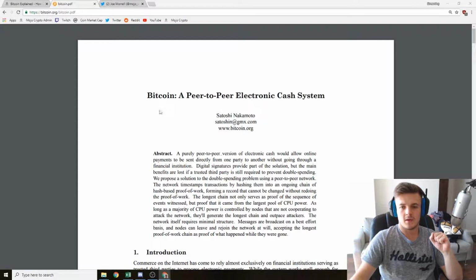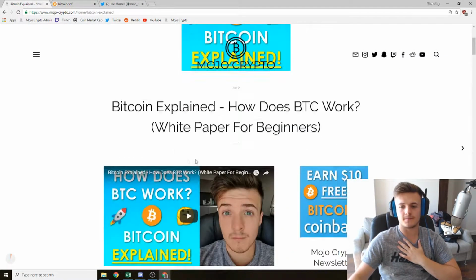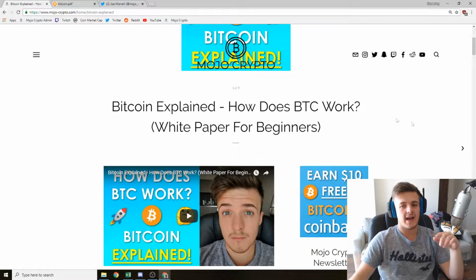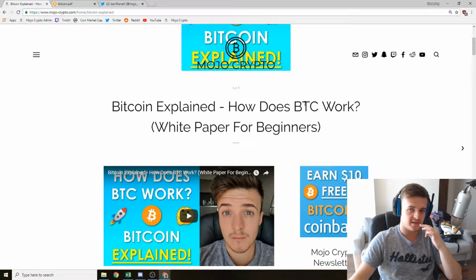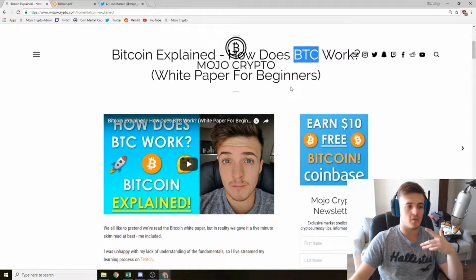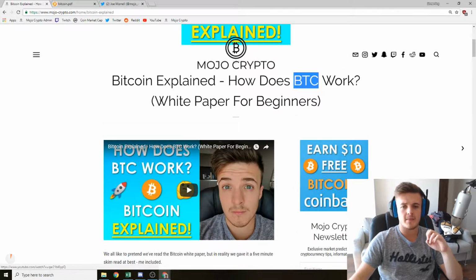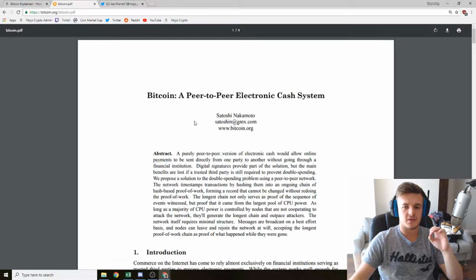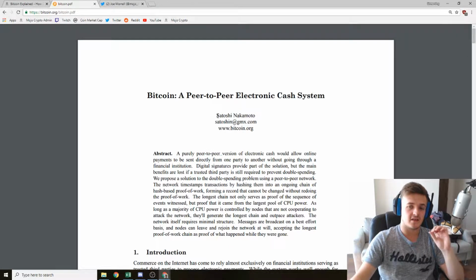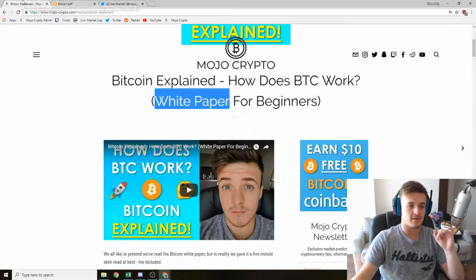Right, so we'll start on here. Bitcoin explained. How does BTC work? So BTC is just the abbreviation of Bitcoin. So if you see BTC, that just means Bitcoin. It's just the representation of the word Bitcoin. And the white paper is the research paper that got released, and it basically started all of Bitcoin. And the geezer that released it is Satoshi Nakamoto. So let's do a deep dive.